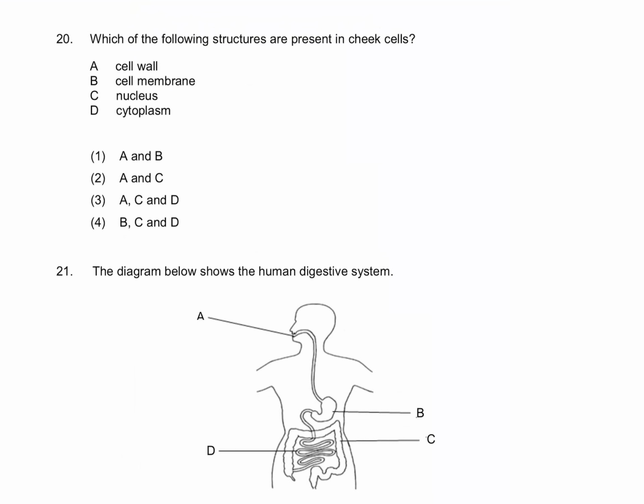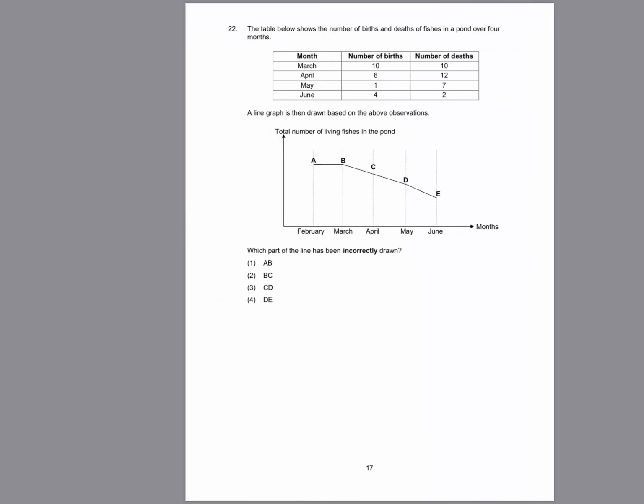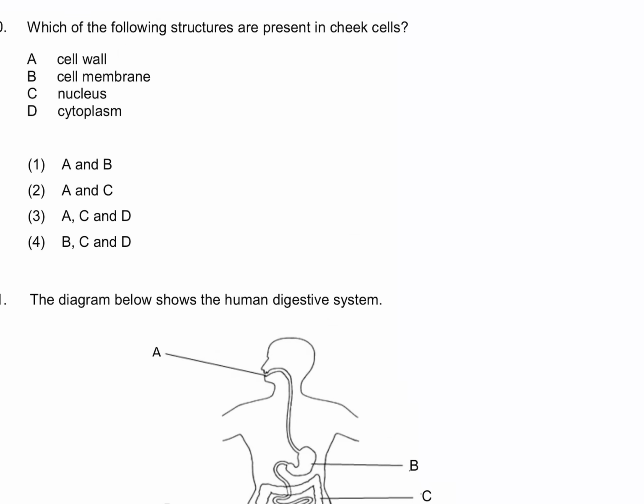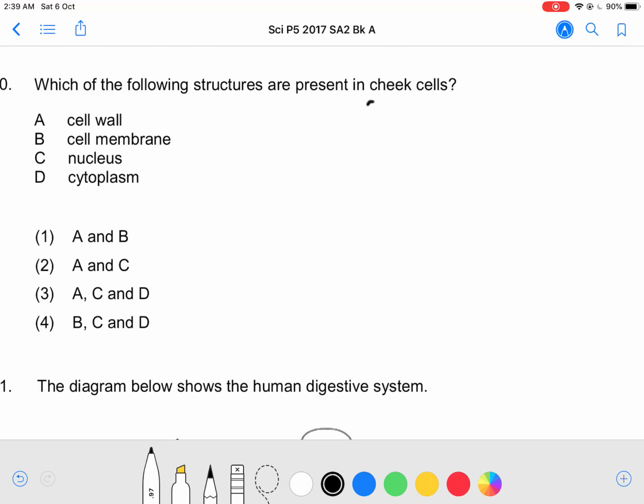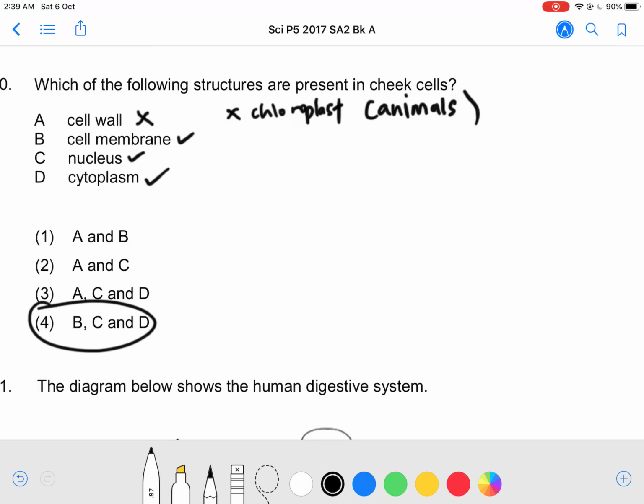Question number 20. Which of the following structures are present in what we call chick cells? Alright, chick cells are also animal cells. Chicks are taken from us, human beings, we are animals. So you don't find a cell wall, you will find cell membrane, nucleus, cytoplasm. You also will not find chloroplast, but of course there's no options there. So B, C, D is the answer.